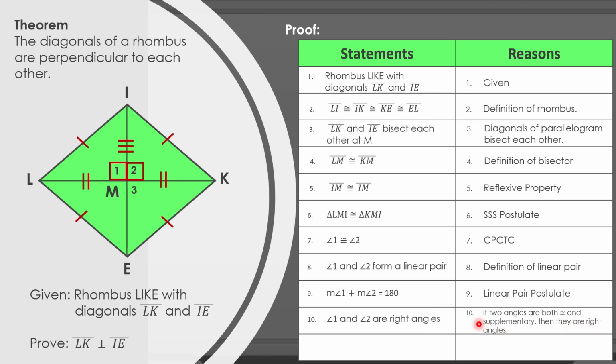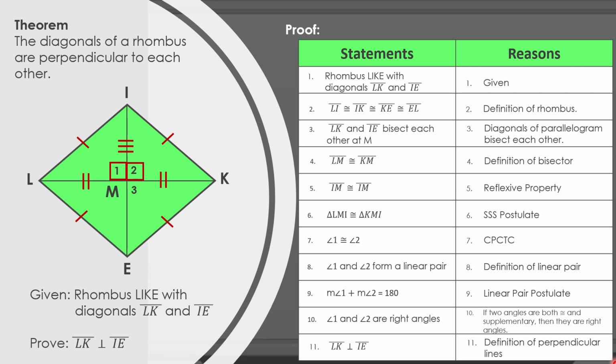Since we know that angle 1 and 2 are right angles, then we can prove that diagonal LK is perpendicular to diagonal IE as they form right angles, and from the definition of perpendicular lines. So that's it. We can see the theorem: diagonals of a rhombus are perpendicular to each other.